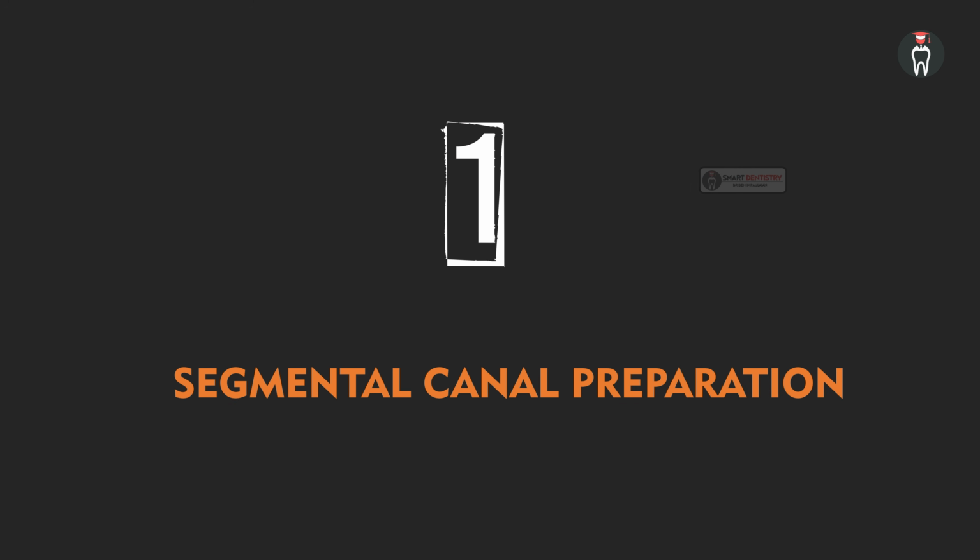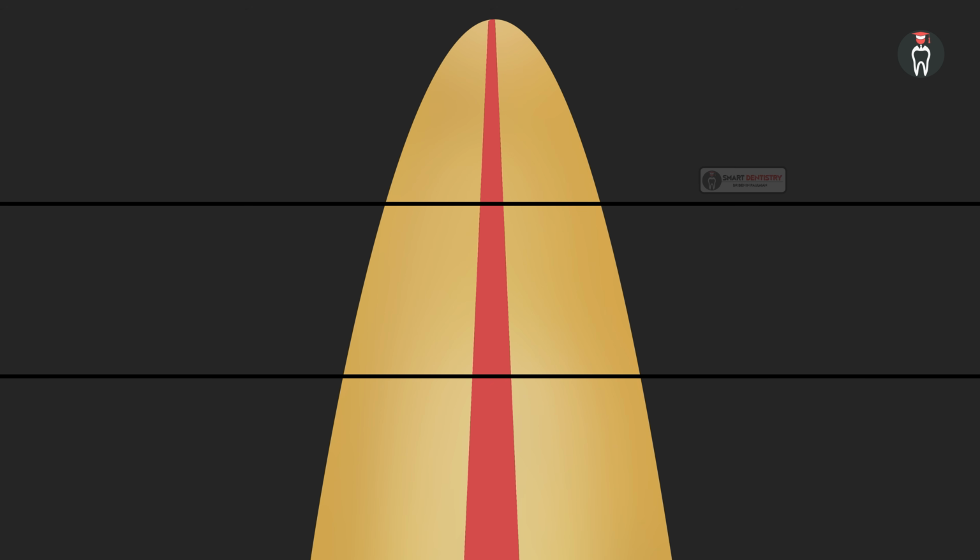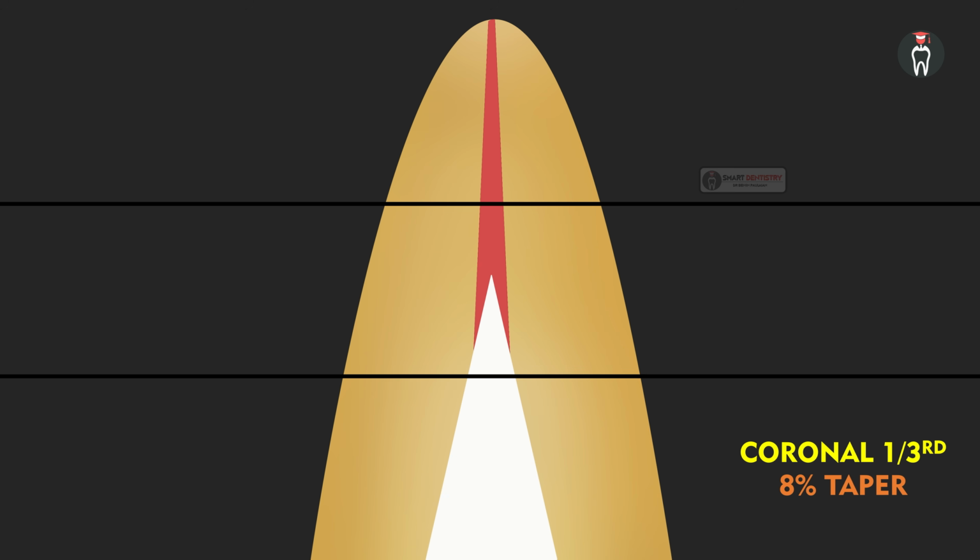The first and foremost, or the effective technique, is called the segmental canal preparation. What is the segmental canal preparation? We can divide the root canal into three segments: the coronal third, the middle third, and the apical third. We can use a file which has a greater taper, for example an 8% taper file, for preparing the coronal third. With this file, we are not going to push deeper than the coronal third. Just the coronal third we are enlarging with a file which has a taper like 8% or 10% or something like that.